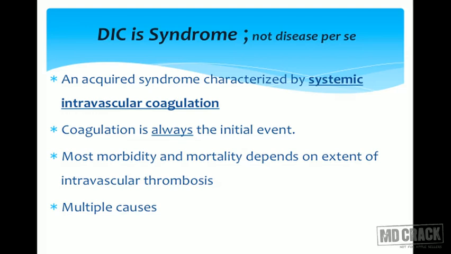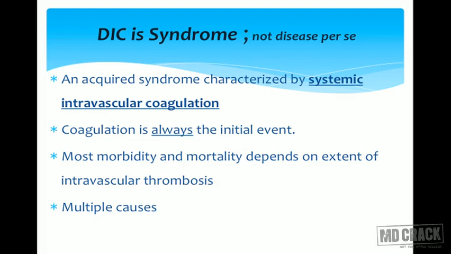So coagulation is the one which will start initially, and it carries very high morbidity and mortality because it carries a component of thrombosis. So it all depends on what the extent of the thrombosis is. If the extent of thrombosis is more, more and more organs will show thrombosis, and they will show ischemic necrosis, ischemic damage and organ failure.